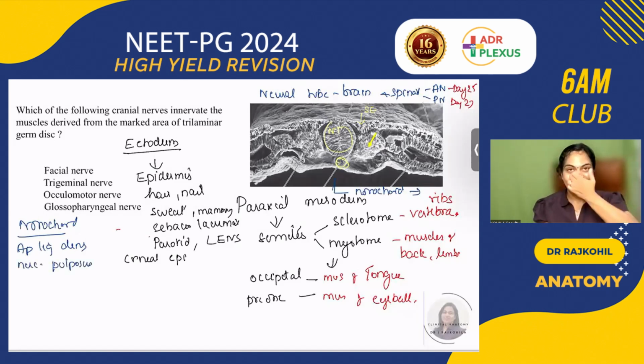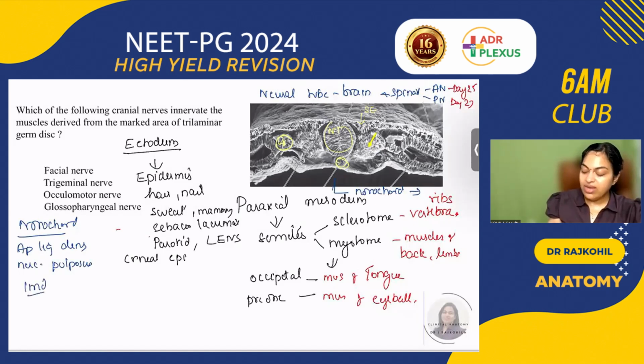Am I right? We have seen the derivatives of the paraxial mesoderm. Can you tell me what the intermediate mesoderm is going to give rise to? This is the region of the intermediate mesoderm, isn't it? Next to the paraxial mesoderm. The intermediate mesoderm is going to give rise to, very good.